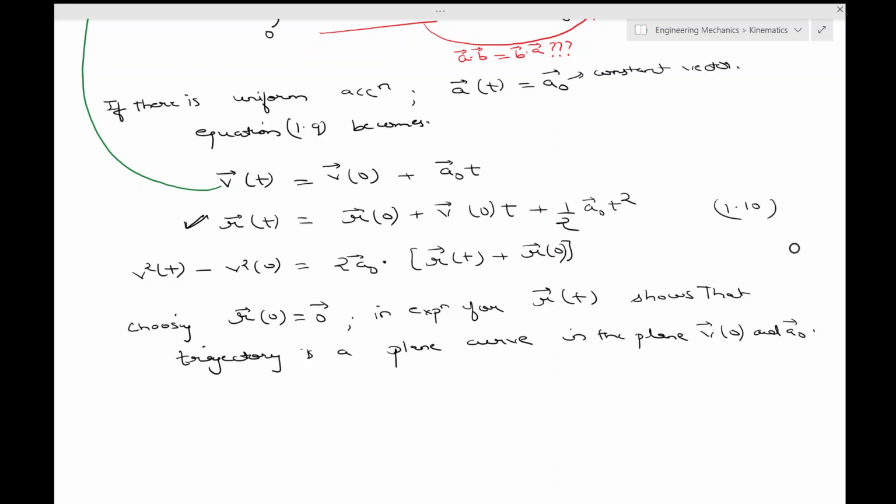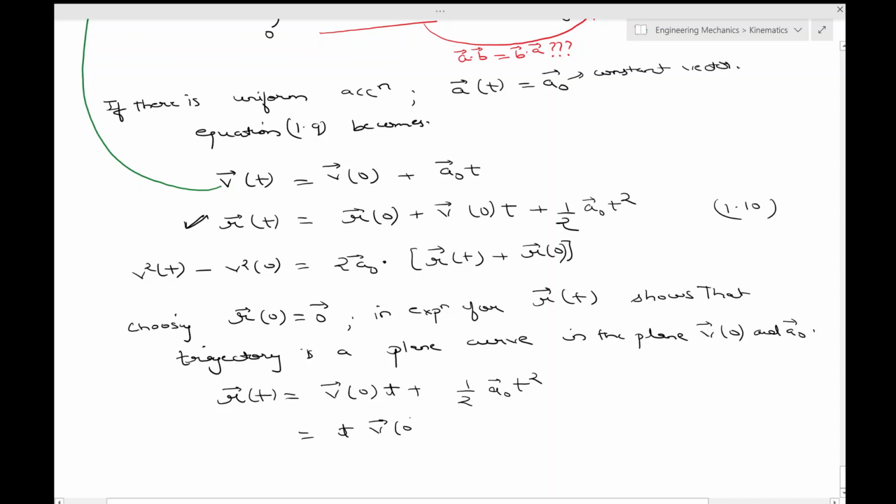So this is what we mean, that this vector r of t will be written as t times v naught plus half of a naught t square. I can also write it as t of v naught plus t square by 2 a naught.